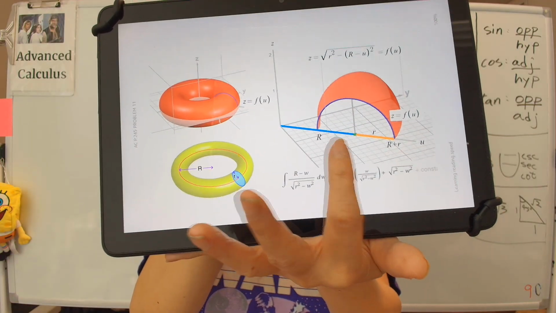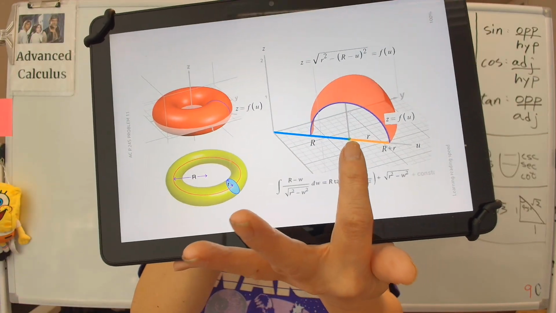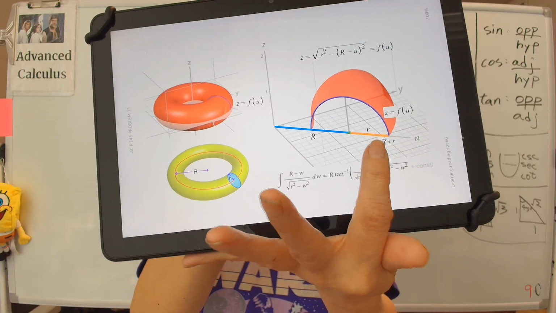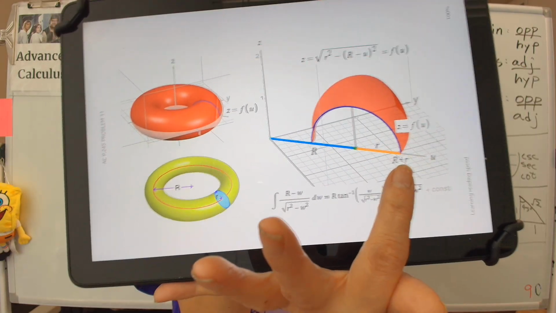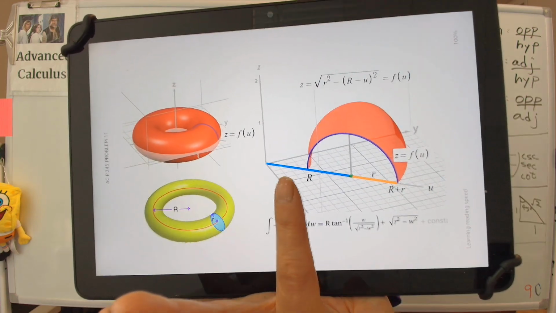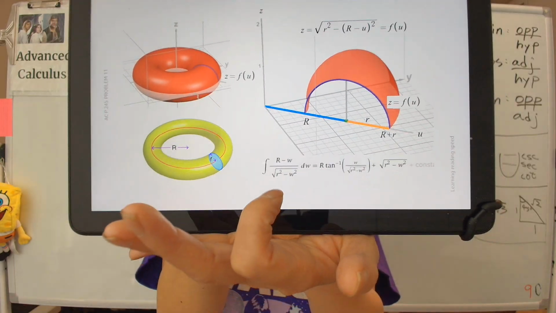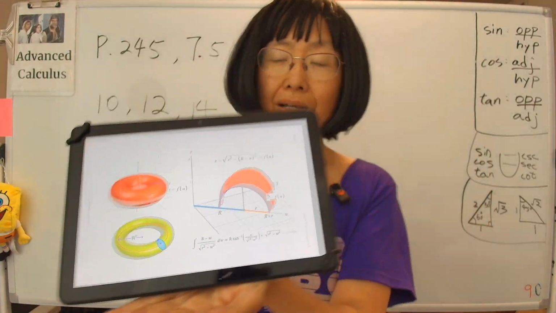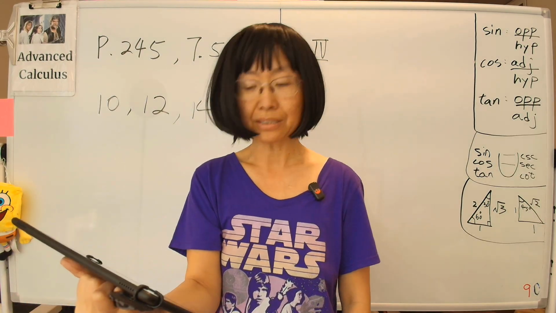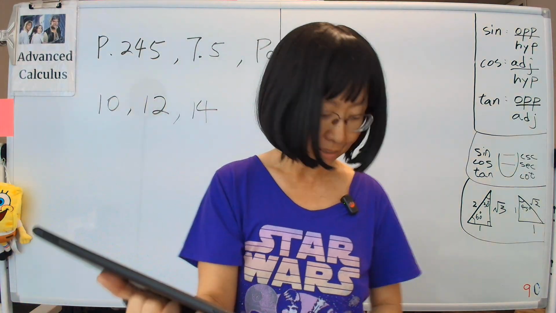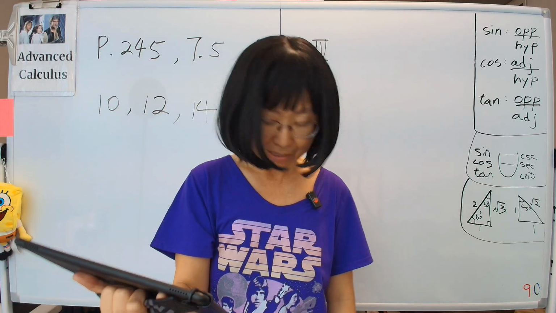Now, this blue line length is R, and the orange line is small r. So the total length here is R plus r, and so on. All this is pretty good, and now we are just stuck with doing the integration. The integration turns out to be not that obvious.